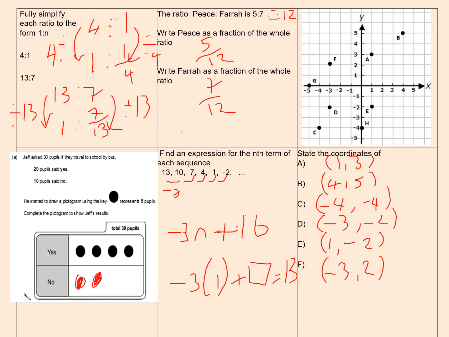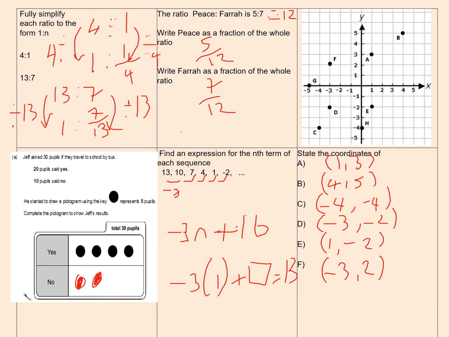We do the same with 13 sevenths. We need to get 13 to 1, so it's 1 to n. So we divide both sides by 13. That's 1 to 7 over 13ths. Next question is asking you, the ratio of piece to farad is 5 to 12. So we know that's 12 parts. Writing piece as a fraction of a whole would be 5 over 12. Writing farad as a fraction of the whole would be 7 over 12.